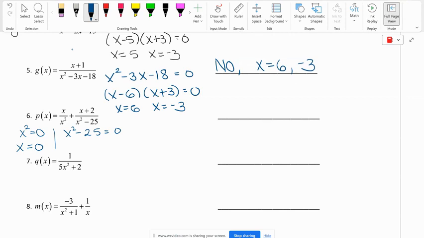And then for the other one, we're going to be discontinuous, we'll factor. So where are we discontinuous here? At x equals negative 5 and x equals positive 5. So is it continuous? No, it is not continuous. And where are we discontinuous? At 0, negative 5, and positive 5.